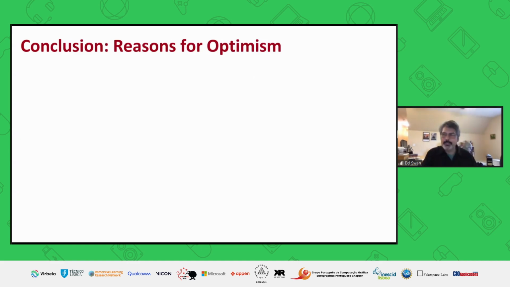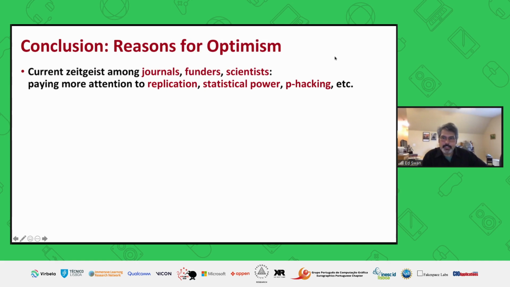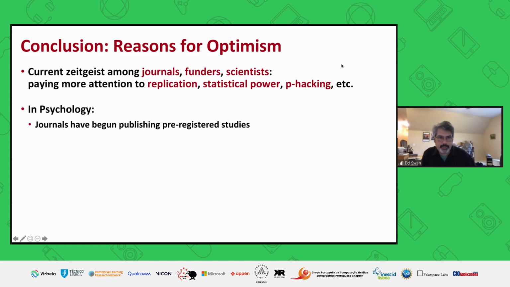So, reasons for optimism. I'm an optimistic fellow, especially when I have a few beers. The current zeitgeist among the journals, funders, and scientists is to pay more attention to replication, statistical power, p-hacking, etc. In psychology, journals have begun publishing pre-registered studies. Yes, there's a graphics replicability stamp initiative. That's what the TVCG is part of.